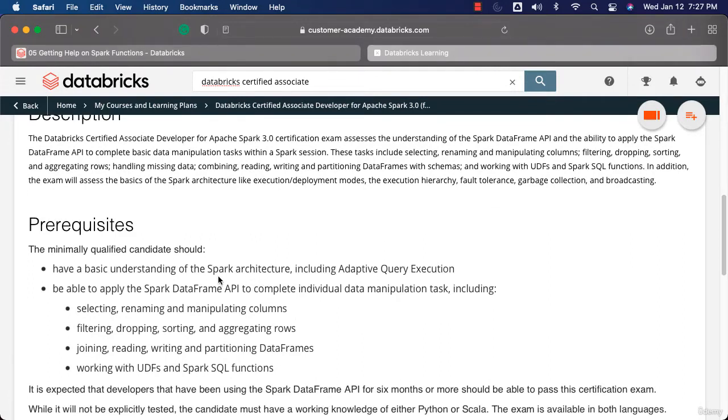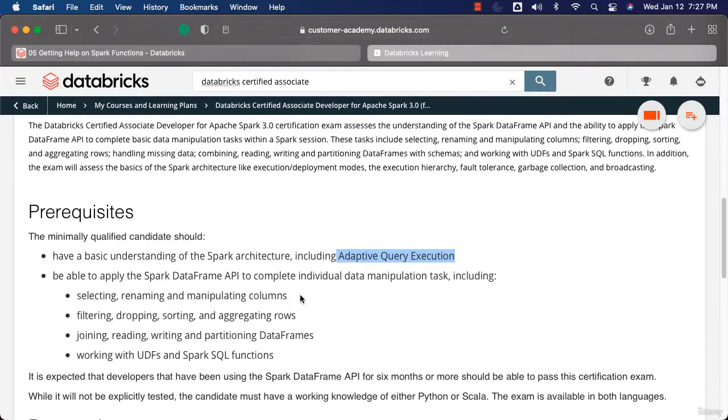The items are nothing but have a basic understanding of Spark architecture, including adaptive query execution. Adaptive query execution is relatively new, but very powerful. There might be a few questions around it. So make sure you prepare around this before giving the exam on top of Spark architecture.